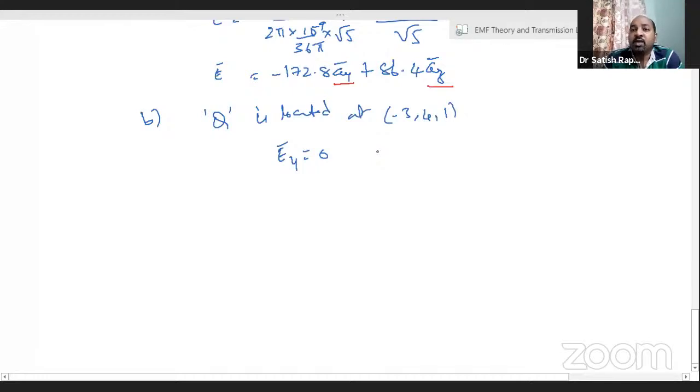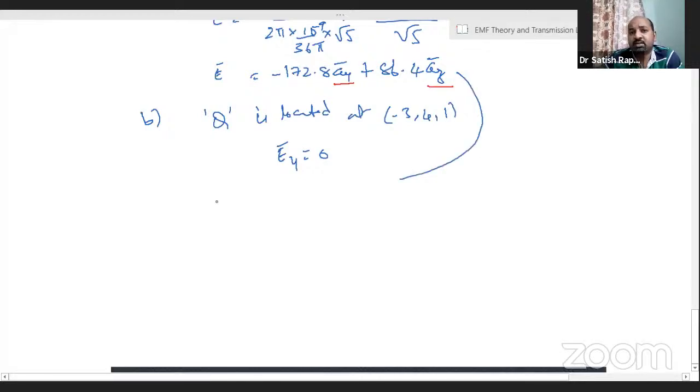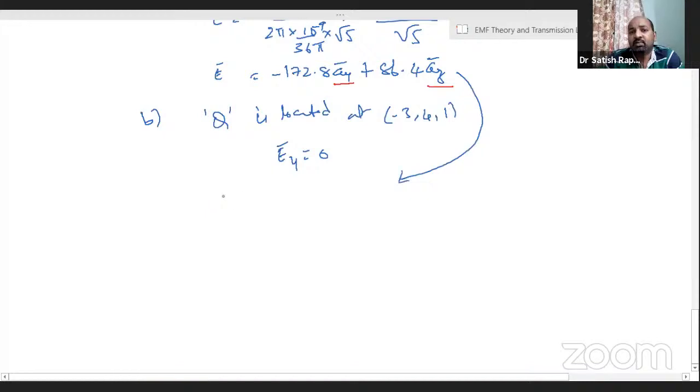So therefore, we have determined the electric field due to line charge. So this is nothing but the electric field due to line charge, right? So let us say E_L bar.